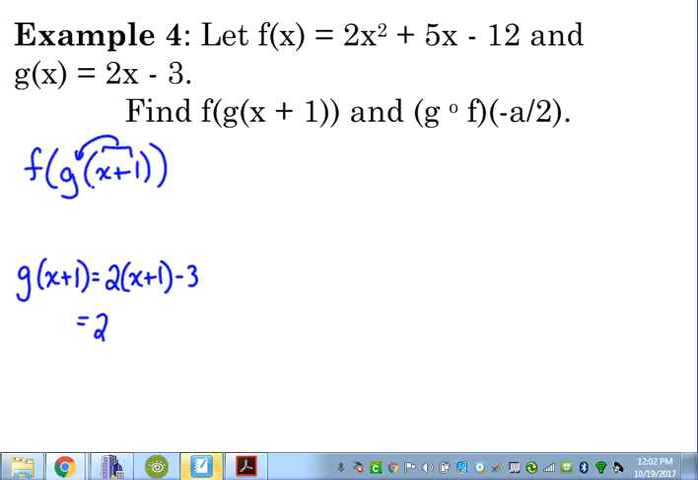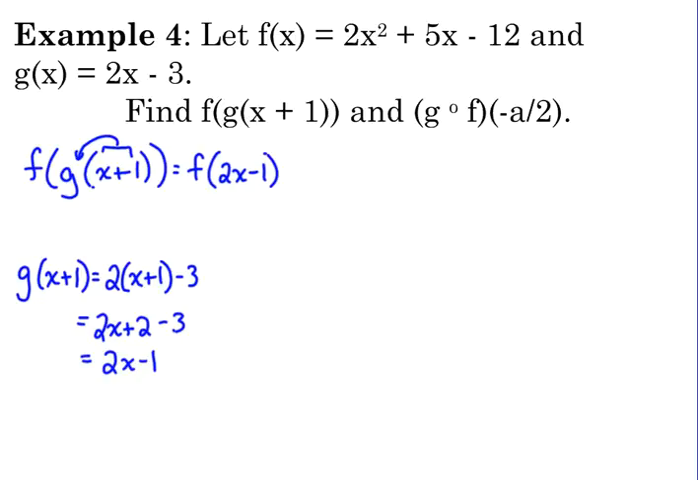And simplify it. 2x plus 2 minus 3, so 2x minus 1. So that means I get to replace that part with 2x minus 1, because I've already plugged it in. I know what g of x plus 1 is. It's 2x minus 1. Then we need to plug that into the f of x function. So this part's going to get a little bit longer.